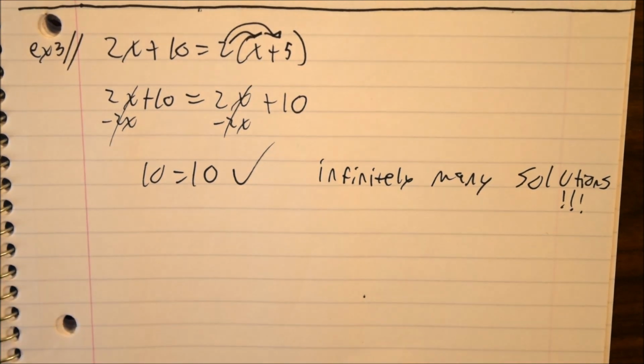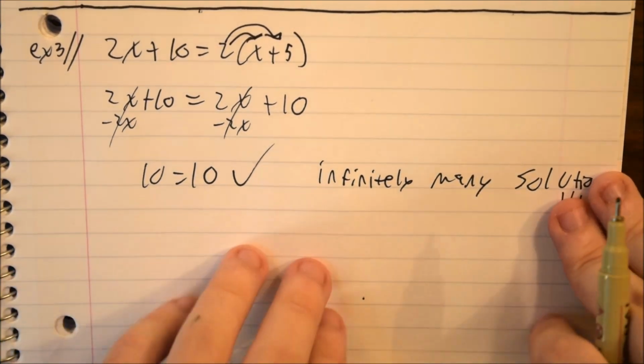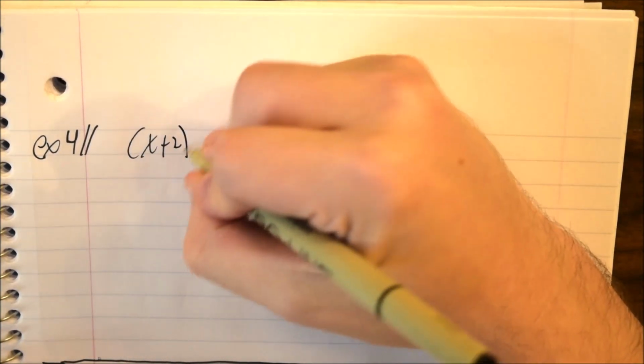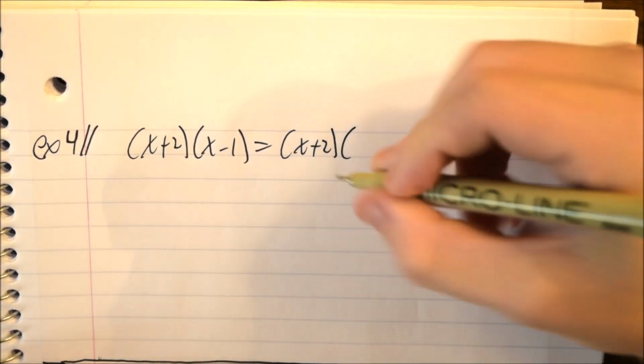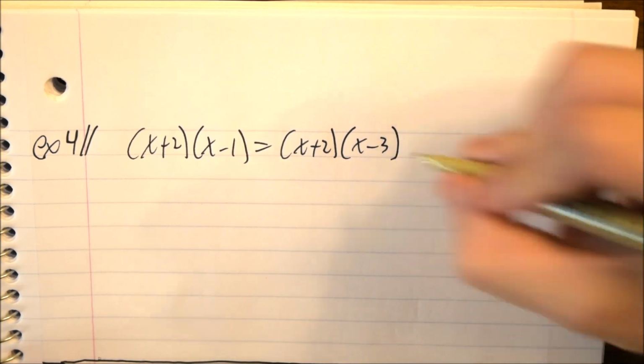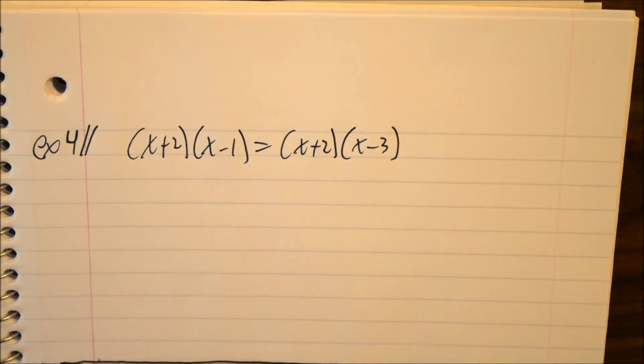All right, so now let's look at some examples that are a little bit harder. Take a little bit more work. All right, so I have 2 more examples. Let's call this one example number 4 because that's what comes after 3. So I've got (x plus 2) times (x minus 1) equal to (x plus 2) times (x minus 3). Now this one looks a little bit more intimidating, right?